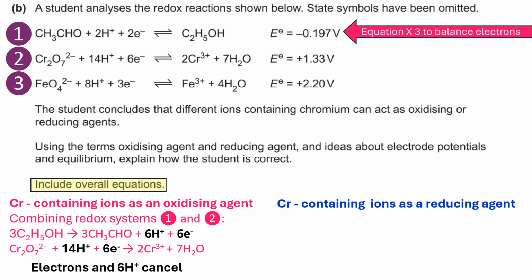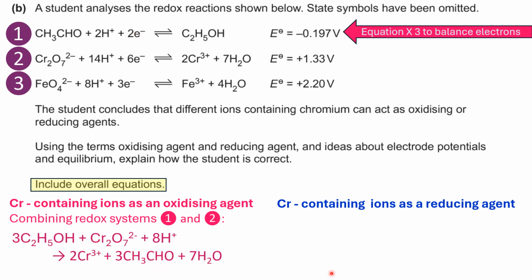Now, the equation at the top needs to be multiplied by 3 to balance the electrons, because you can see quite clearly that you've got 2 electrons here and 6 electrons here. So this needs to be multiplied by 3 throughout. Combining those two gives you this as the overall equation.